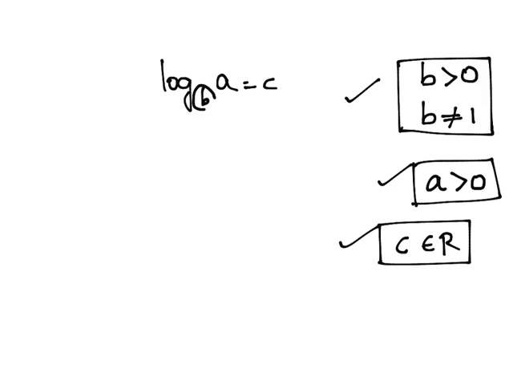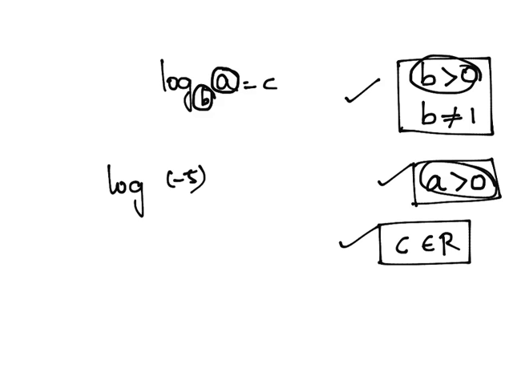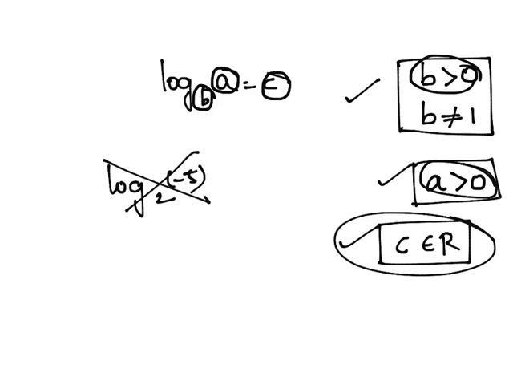The base b should always be positive and it cannot be equal to 1. The a that you see here has to be positive. So what it means is you cannot find logarithm of a negative value. For example, you cannot find log of, let's say, minus 5 to the base 2. You cannot find it. And finally, c, the value of the logarithm, can be any real number. Okay, fine. I hope it is clear.